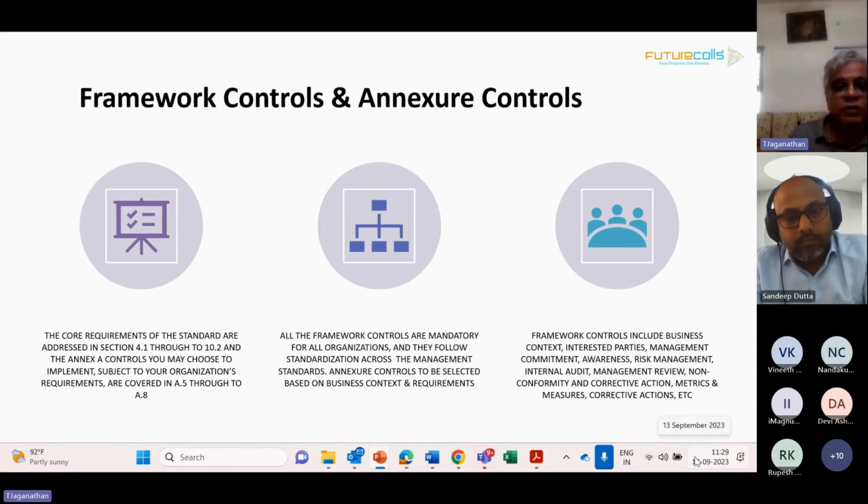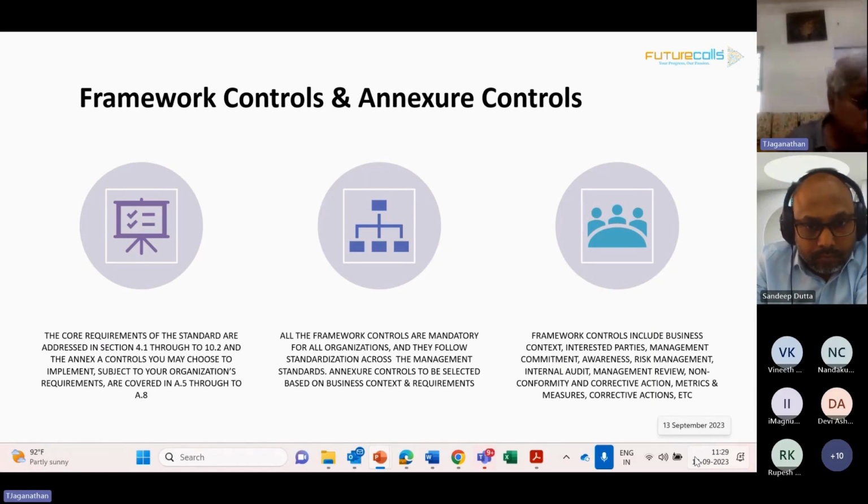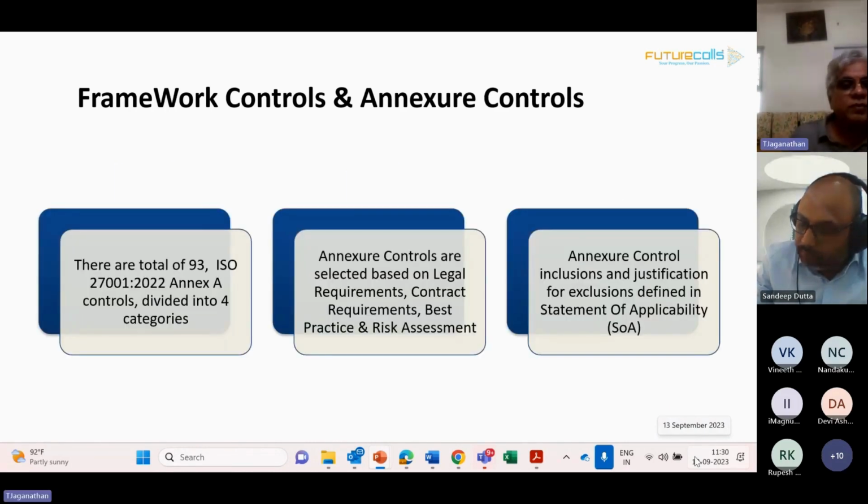What is the difference between framework control and annexure control? Framework control, as I said, clauses 4 to 10, is to do with how you plan, implement, and verify. It is for the management system. Whereas annexure controls are the technical controls specific to that particular management system. So information security specific things like antivirus, patch management, log management cannot come in the framework control. These will be more the do's and don'ts. That will be in annexure control. Okay, that's all the difference.